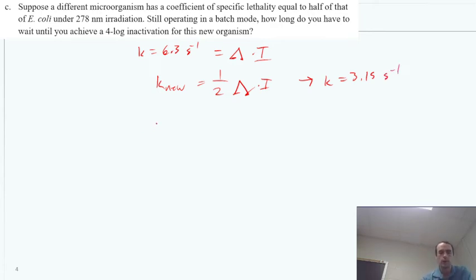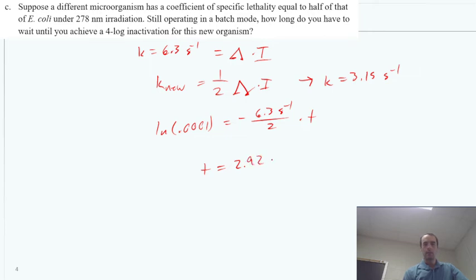Okay, so then our question just simply becomes natural log of 0.0001 equals, and we can literally say that's 6.3 per second divided by 2 times time, right? So ultimately, we just do the same exact problem and double it. It's going to take twice as long. And so the time then is 2.92 seconds, or 0.049 minutes.